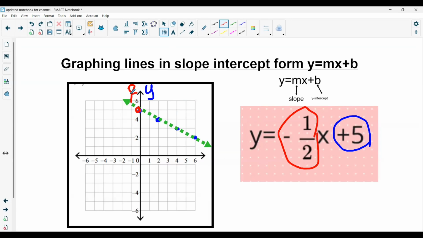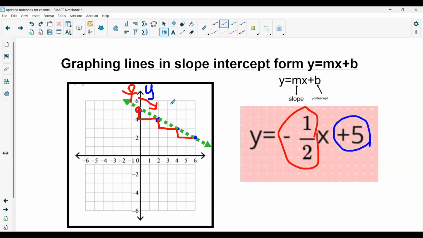Is he walking up or down the hill if he starts walking? He's going to be walking down. So let's start from our y-intercept and move down because we're walking down. Let's go down 1 and then over 2. Do we touch the line or touch our point? Yes, we do. From that point, let's go down 1 again and over 2. We touch our point and we touch our line again. Down 1 and over 2.